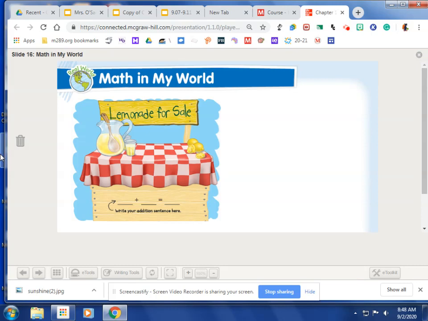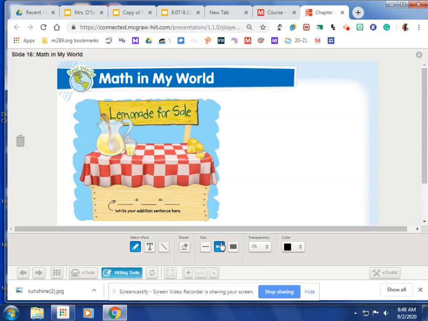All right. So it says lemonade for sale, and I don't know about you guys, but this picture makes me thirsty for some lemonade. Yummy homemade lemonade. But it says right here, look what it has here. It has a space and the symbol or sign of plus, another space, and then it has a sign that means equal and a space. So it wants me to write your addition sentence here. Are you ready to listen to the story?